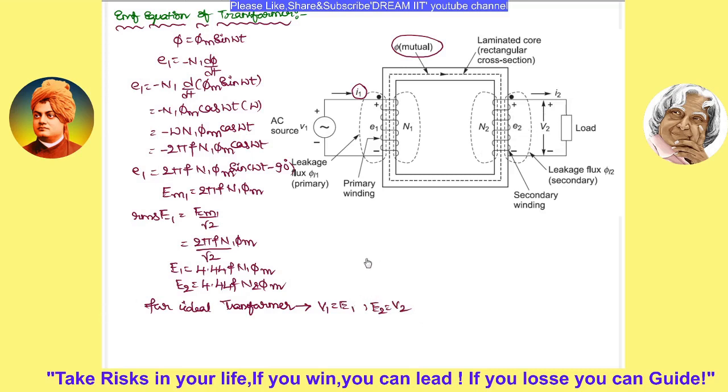So the ratio, if you observe here, E2 by E1 is equal to N2 by N1 is equal to K, which is known as the voltage transformation ratio. For an ideal transformer we can take it as E2 by E1 is equal to V2 by V1 is equal to N2 by N1 is equal to K. This is known as the transformation ratio.